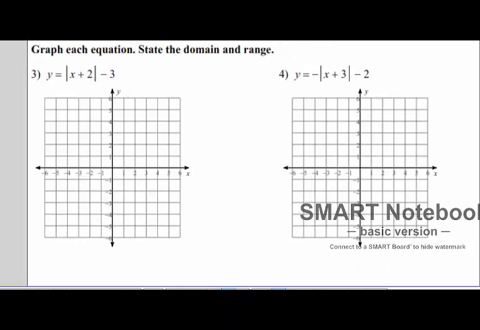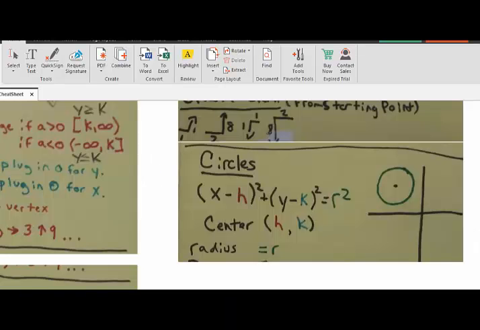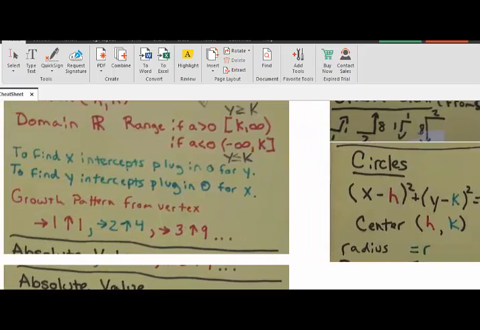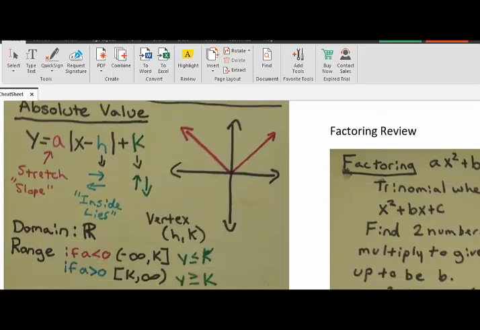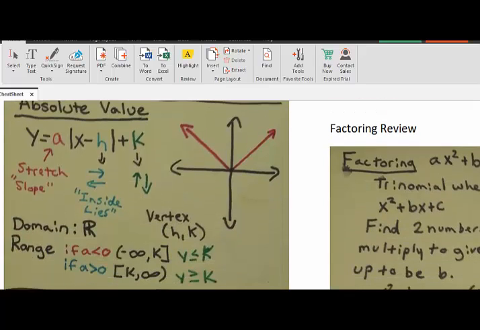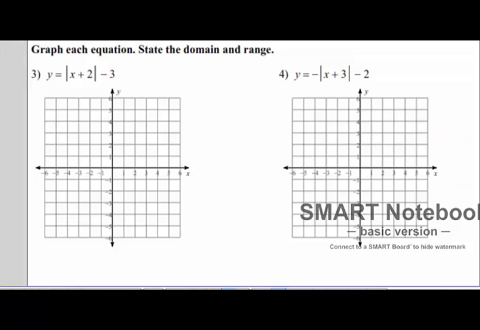Alright, so that's circles. So these are absolute value. Remember, with absolute value, if you have trouble remembering, you can flip back to your cheat sheet. We got all of our information there, the domain, the range, and how to find our vertex. So inside lies, outside tells the truth, so we go back 2, down 3. And the absolute value, since there's no number out front, it's like a slope of 1. So we go up 1 over 1. And then we connect the dots the best we can. Again, it should look like a V.